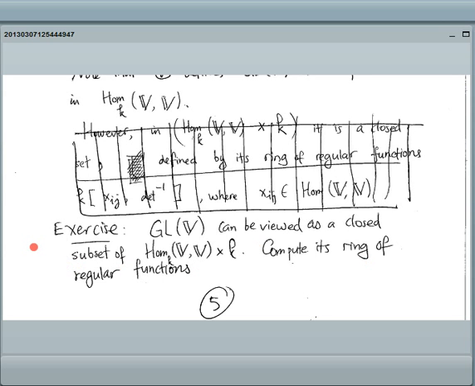If you would like to, think a little bit more on this one. It's a fun exercise. It's not so difficult. Can you show that this GL(V) is actually open in the first component, but if you multiply it by K, another copy of the field, then you can show that it's a closed subset here in the Zariski topology. And we had the definition of regular polynomial functions on GL(V), so you can just compute it for fun. It's not so difficult. You learn a lot doing this. Let's move on.